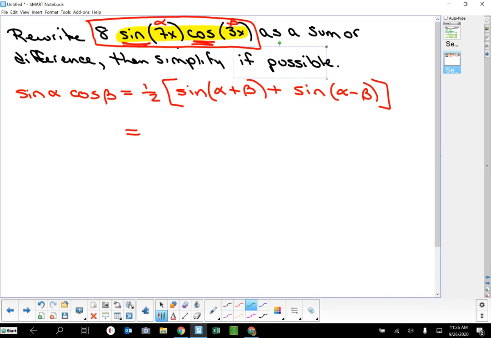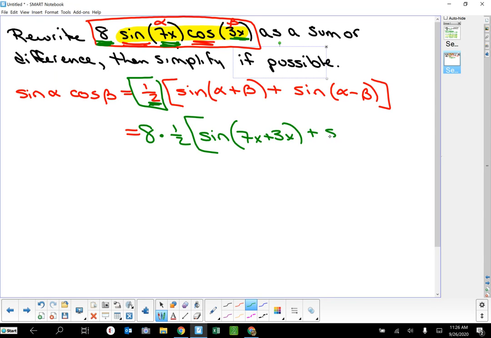We need to take this 8, and it needs to go in the front with this 1/2. Now, the 1/2 is part of the formula, so it has to stay in there. But we're going to throw the 8 in there along with the 1/2. So the 8 is coming from what they gave us. The 1/2 is coming from the formula. Then we're going to take the sine, and alpha is 7x, beta is 3x. So sine of 7x plus 3x plus sine 7x minus 3x.